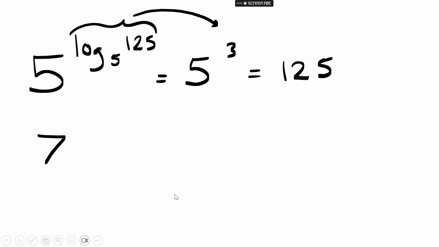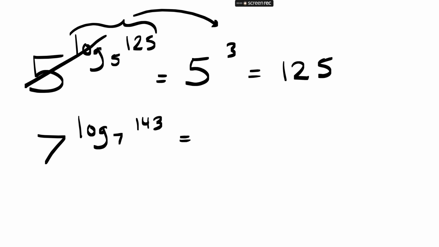And a shortcut to it, let's do the shortcut with some other numbers here. Log base 7 of like 143, just some random number. All right, what happens, just like over here, I can cut the 5 to the log base 5. I can cut the 7 to the log base 7. And voila, the answer is 143.